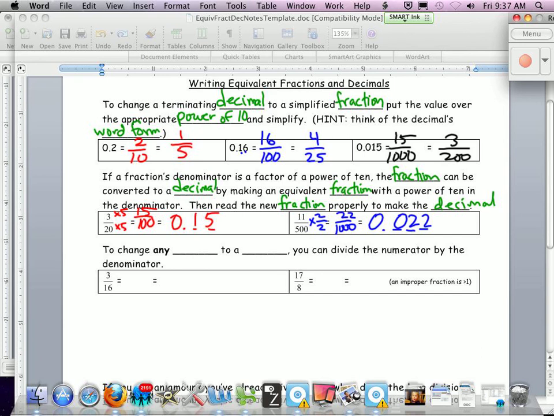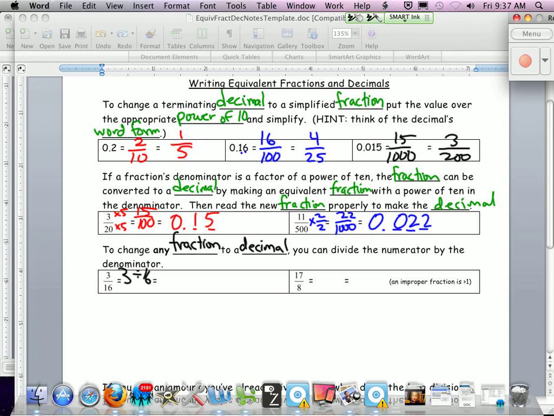To change any fraction to a decimal, even the ones that we just did, we can divide the numerator by the denominator. So on this one up here, we could have done 3 divided by 20, and we would have ended up with 0.15. This one we could have done 11 divided by 500, and we would have ended up with 0.022. So it's that whole idea of getting a decimal quotient. You have to make sure you're dividing in the correct order.